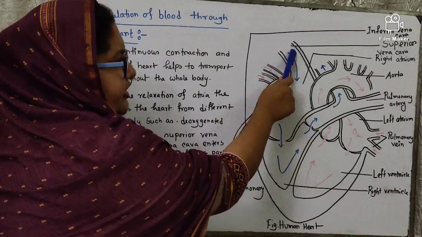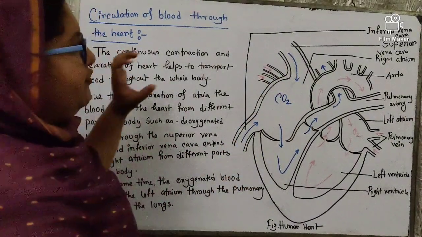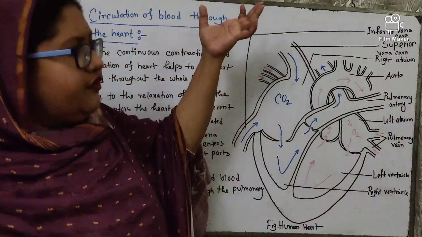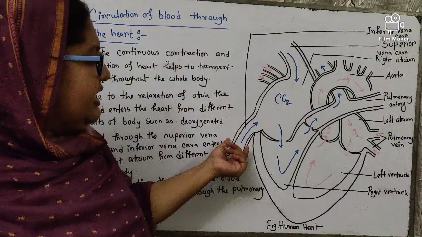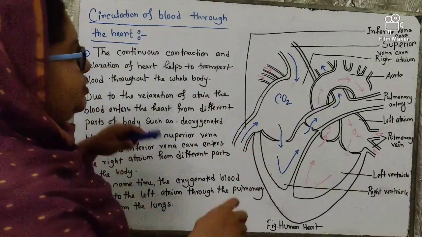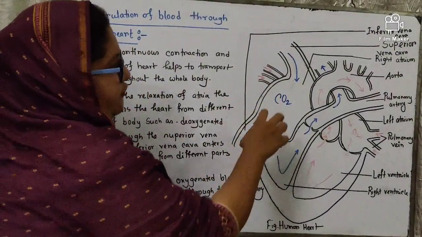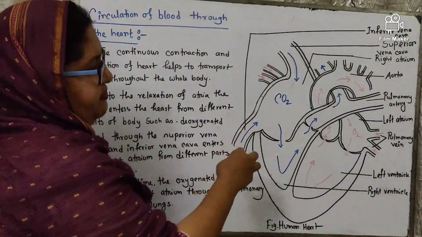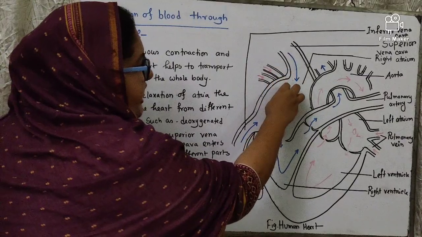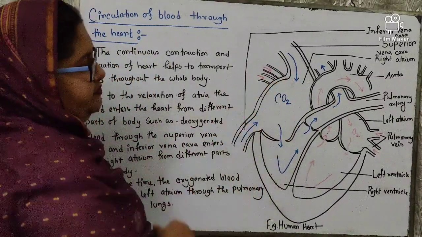This is superior vena cava and this is inferior vena cava. Superior vena cava collects the blood from the upper part of the body and inferior vena cava collects the blood from the lower part of the body. So these two vena cava collect the blood from different parts of the body and that blood enters into the right atrium when it expands.